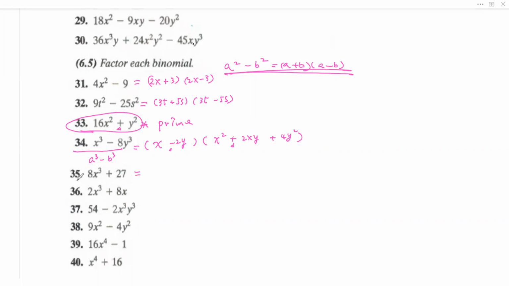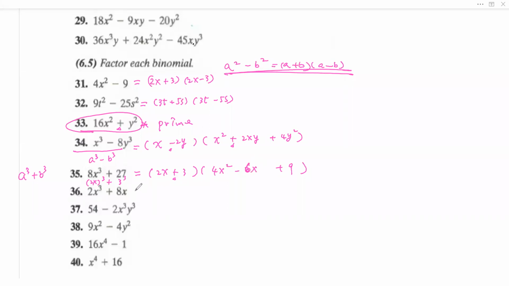35, this is the same, a cubic plus b cubic. So b here is 3 cubic, right? Here is 2x cubic. So it means here is 2x plus 3. The rest is 4x squared plus 9. Here is positive, here became negative, right? 6x.